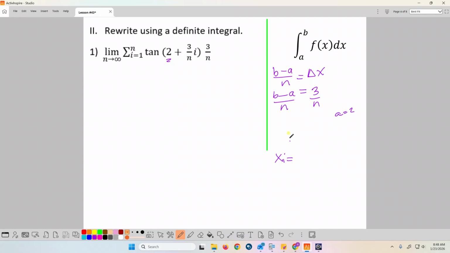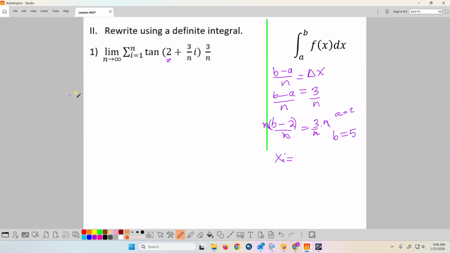With that being said, I can go ahead and set this up as b minus 2 over n, which is equal to 3 over n. And I guess we could have gotten rid of the n's by multiplying n on both sides, right? It's just to kind of find out your a's and your b's, because we want to write this as an integral now. Okay, that's our goal, right? Add 2 to both sides, and you end up finding out that b is equal to 5.